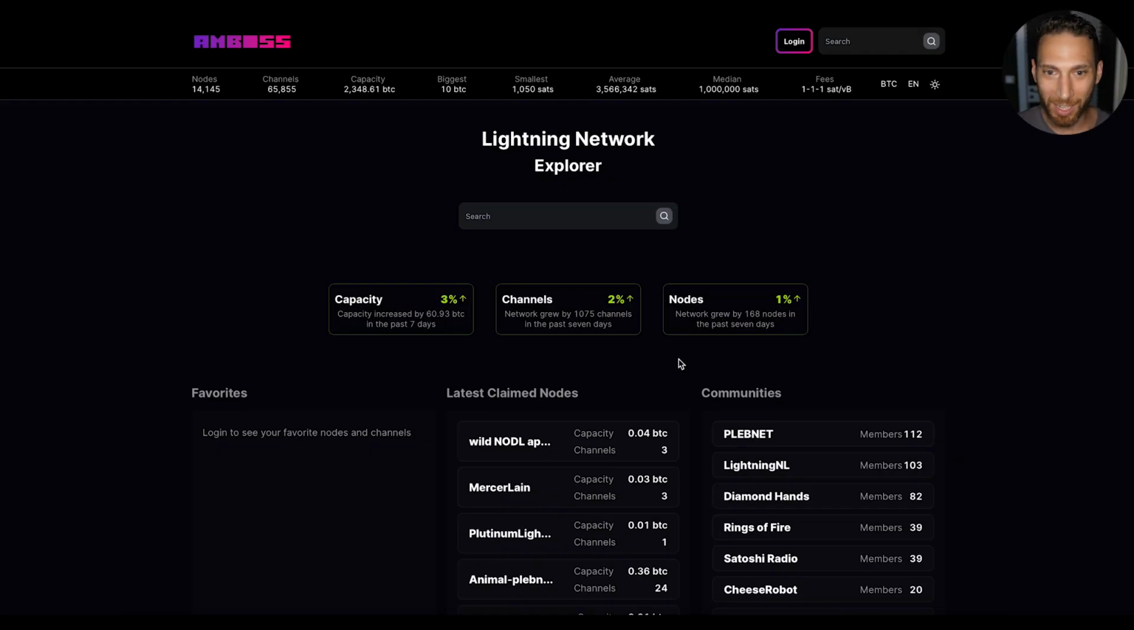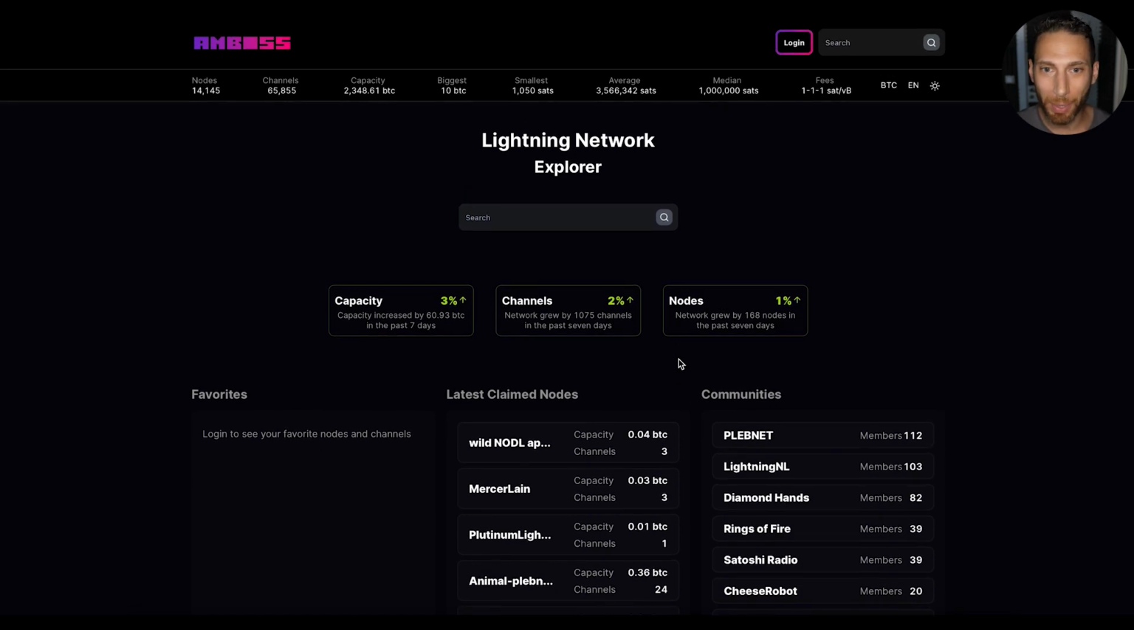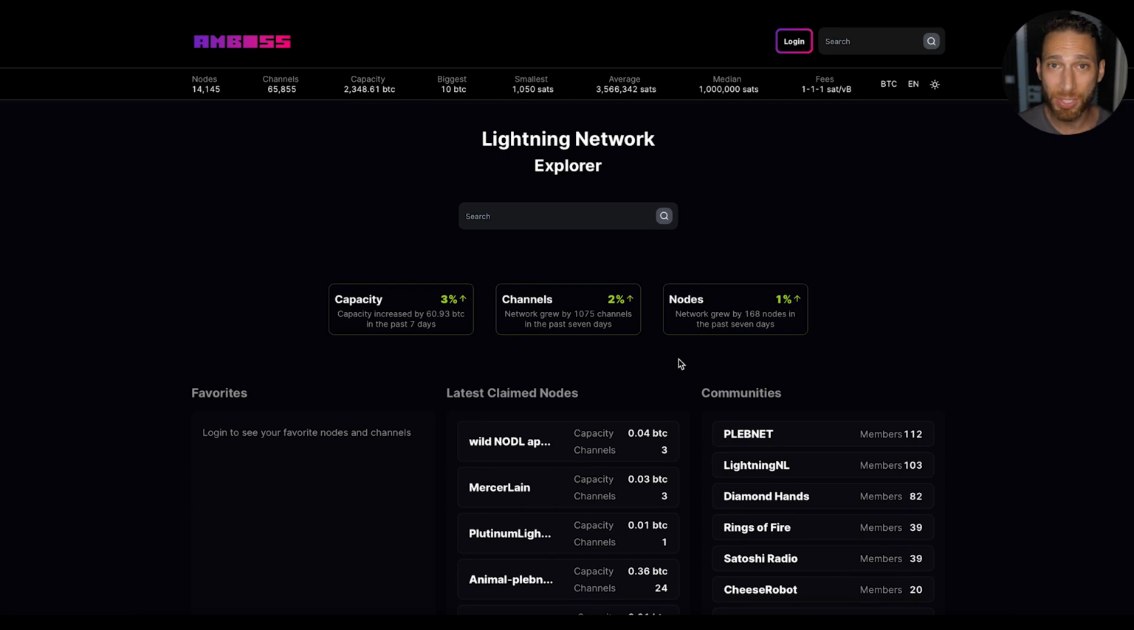Now, what blows my mind about Amboss is it's literally only a few months old, and yet in that time, it has already far surpassed other Lightning Network Explorers such as 1ML or Fiat Jaff in terms of its functionality. So really quickly, let's go ahead and do an overview of the features of Amboss.space.